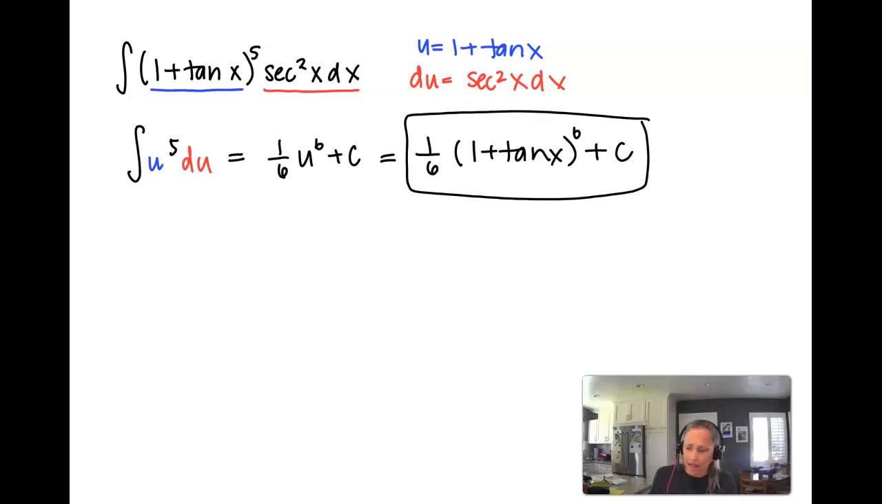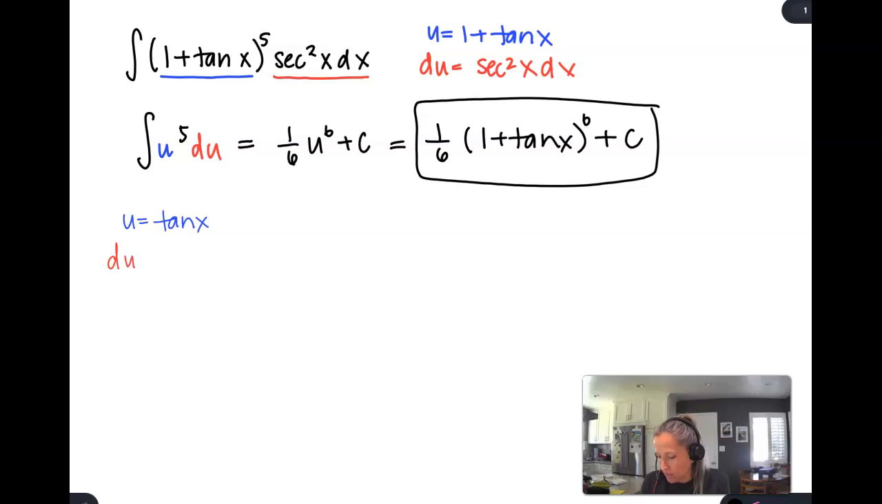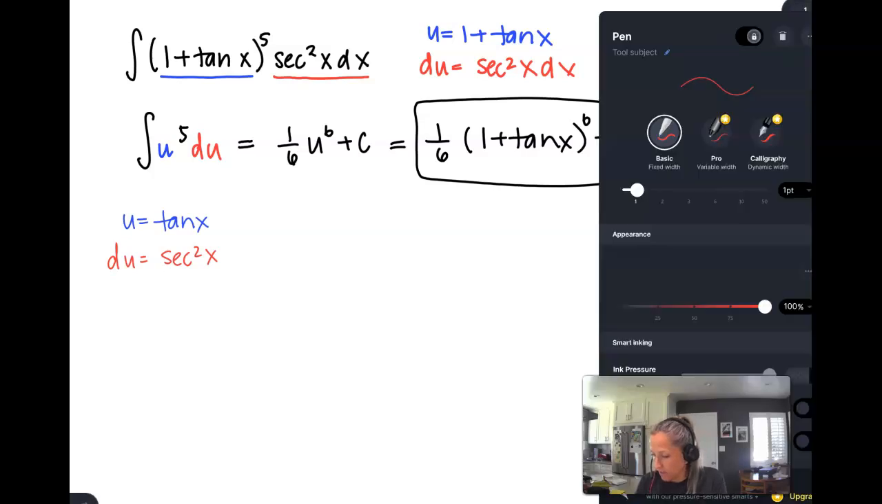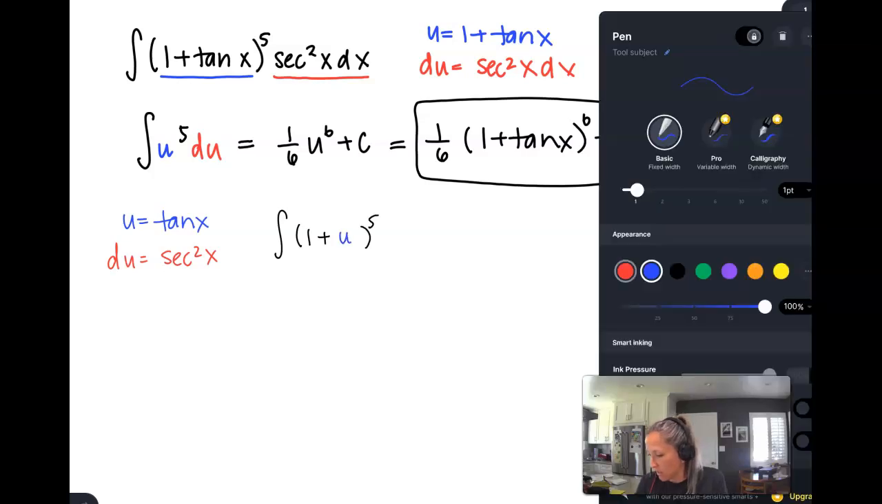Some of you took a path where you didn't choose the most efficient U sub, right? You did something like u is equal to tangent of x, which still gave you the du you needed, right? Because you needed a secant squared running about. So you had this. But then you ended up at a problem that wasn't nearly as clean. You had the antiderivative of 1 plus u to the fifth, du.